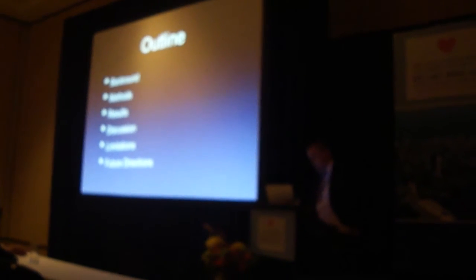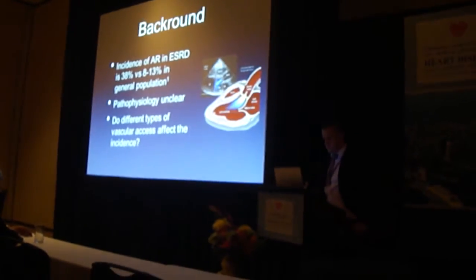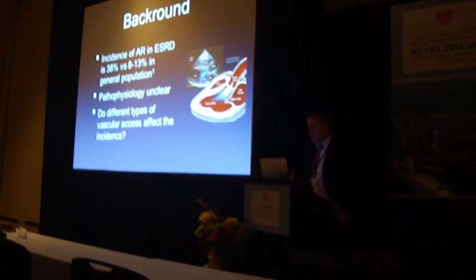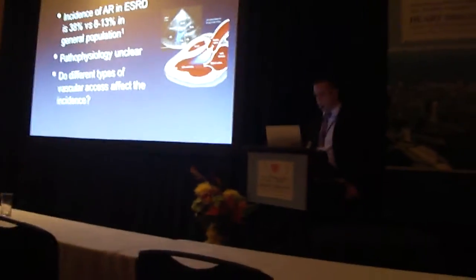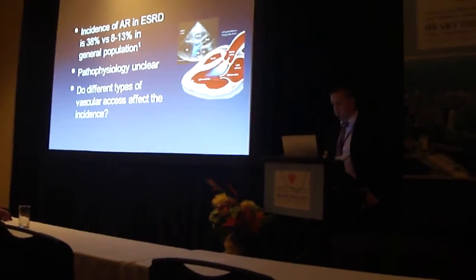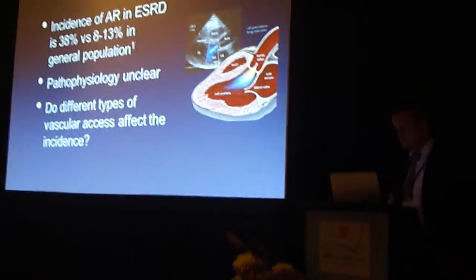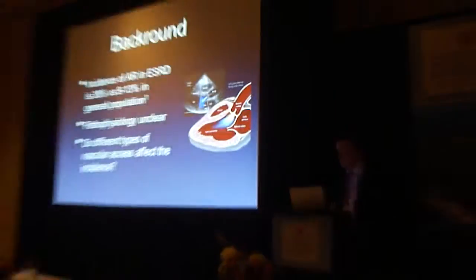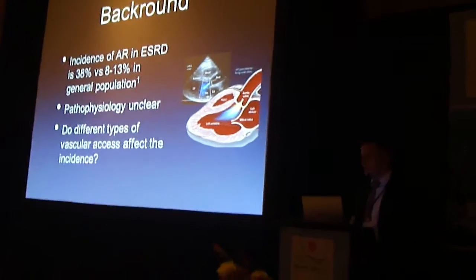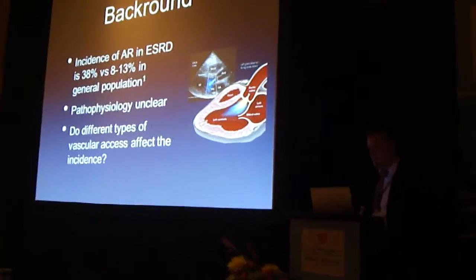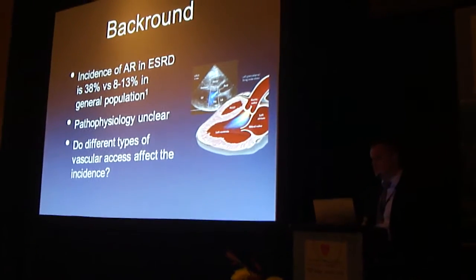The outline will be similar to most of the presentations you've seen over the last number of days. Just to provide some background, the incidence of aortic regurgitant lesions in end-stage renal patients on dialysis is estimated to be significantly higher than that of the general population. There had been an article by Dr. Steinbow and his colleagues in the mid-90s which estimated a prevalence approaching 40%.